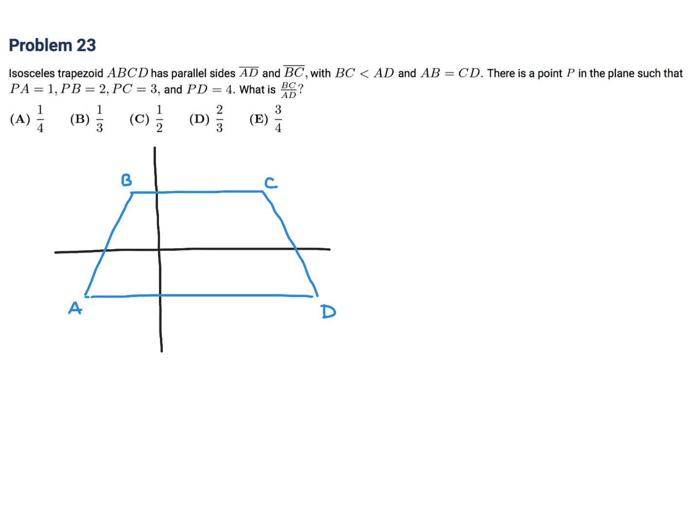So A, I will call x1, y1, like that. And then B is x2, y2. C will have the same y coordinate, but it'll have a different x coordinate. And then D will have the same y coordinate as A, but it will definitely have a different x coordinate. So I think that's the labeling.